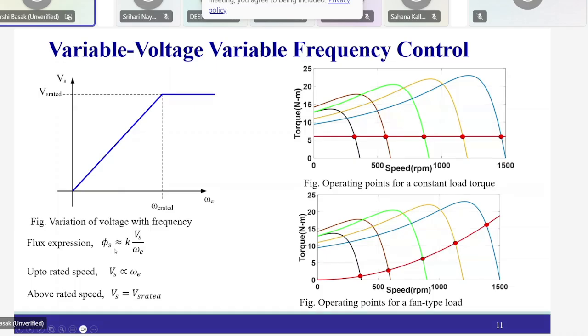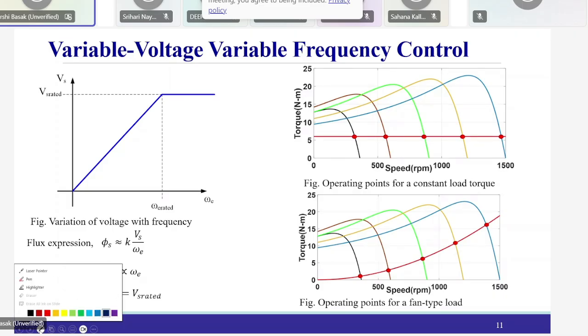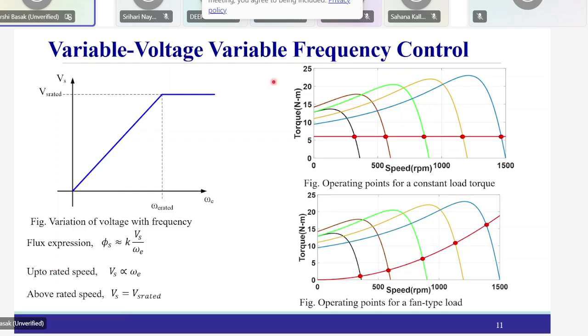And how do we control that? Up to base speed, up to the rated speed, the flux will be made proportional to the speed. And above that speed, you will make it saturated at Vs rated. That is how you perform this task. Corresponding to this, you will see the characteristics, and this variation will be given by these expressions.